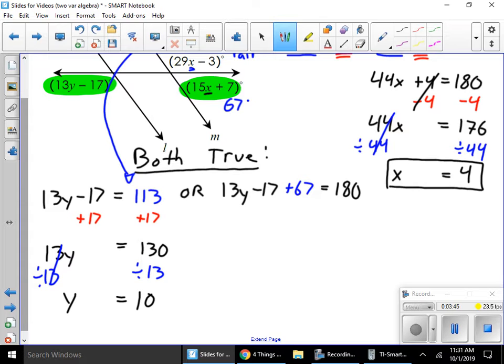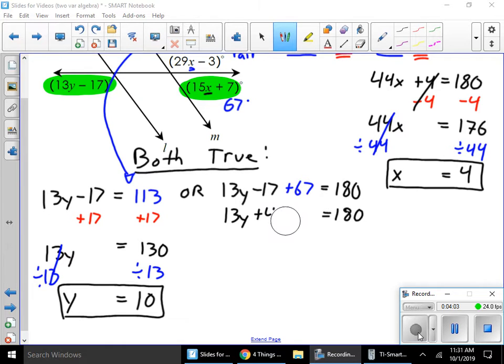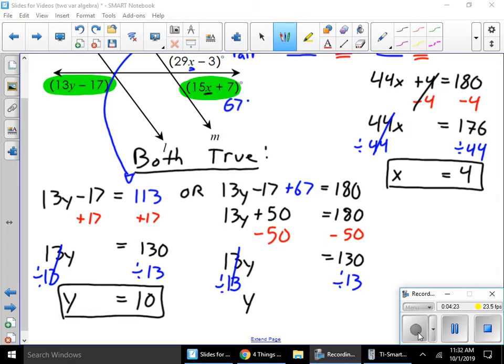If you chose to solve the other one, notice negative 17 and 67, those are like terms, so that gets me a positive 50. Sorry about that, positive 50. Math is hard. And then your two-step equation, in this case, is subtract 50 and divide by 13. You get the same answer with both of these equations. But the one on the left had an extra step.